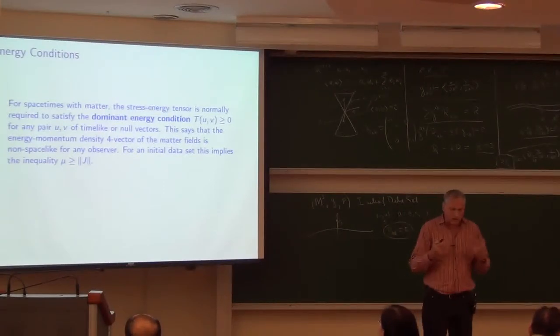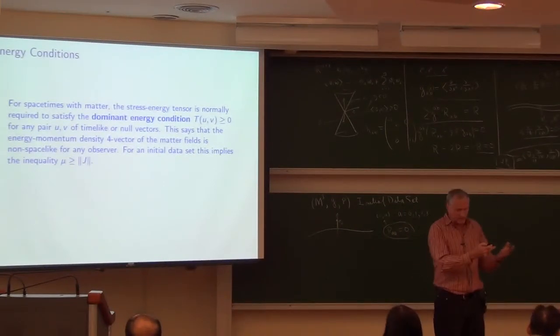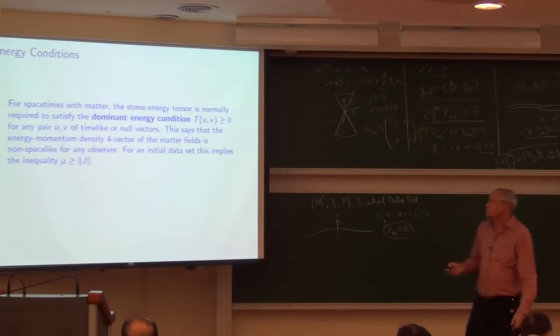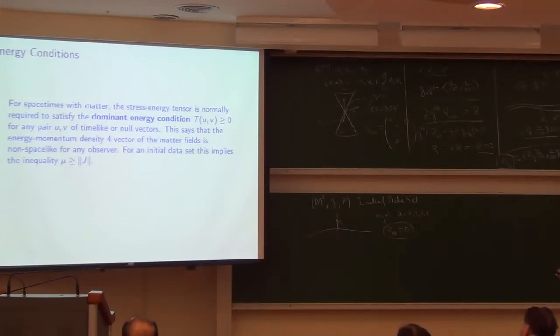Okay, and so the main feature that we're going to use of the matter field, of course, if we were studying a specific matter field like a scalar field or a Maxwell field or something, then we would have a specific formula for mu and j in terms of the field. Okay, but there are some general features of matter fields which are normally assumed, and in order to make the space-time physically realistic, one assumes them. In particular, I'm just going to need an energy condition, which is called the dominant energy condition, a condition on the stress energy tensor.